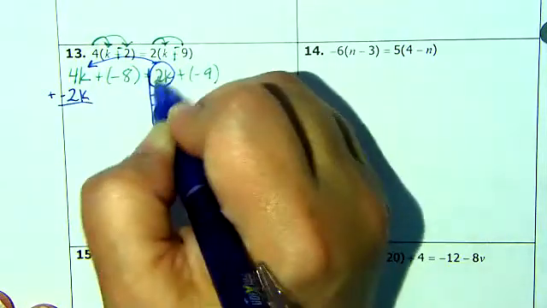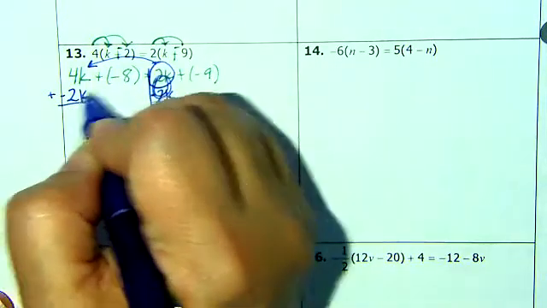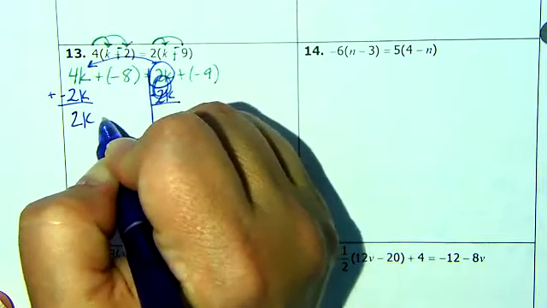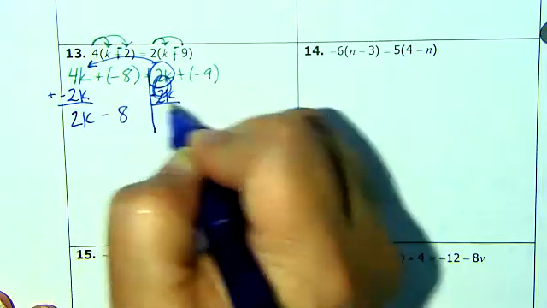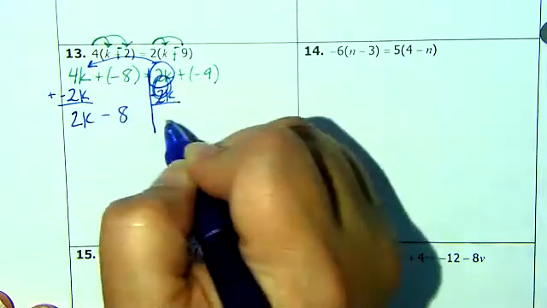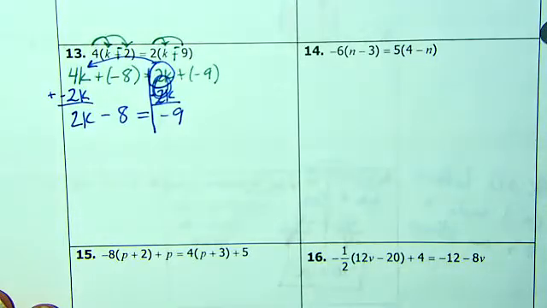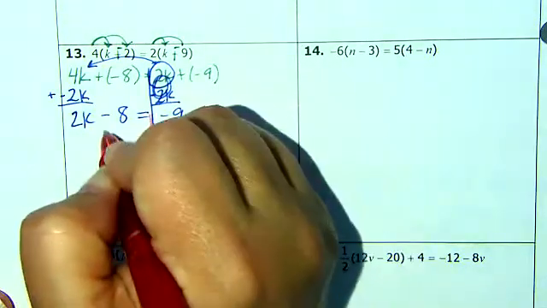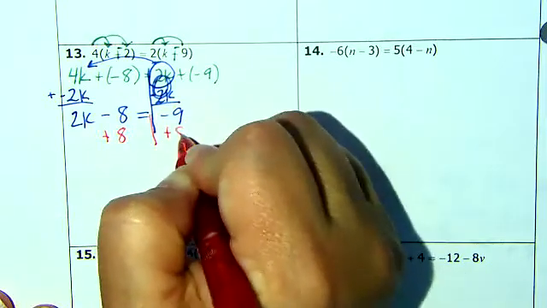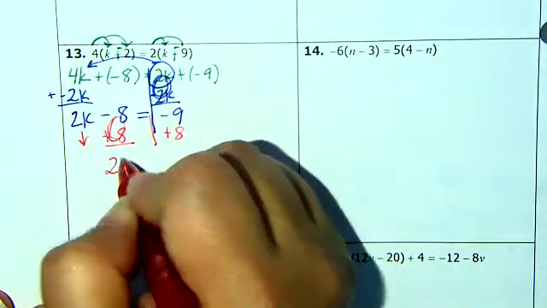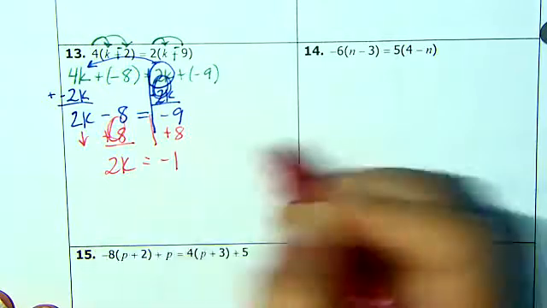And when I do that, this equals 0. 4k plus negative 2k, or 4k minus 2k gives me 2k. And remember, I could write this as minus 8 plus a negative is the same as minus that number equals negative 9. Continuing to solve, I'm going to add 8 to both sides. Zero this out, bring down the 2k, and I have 2k equals negative 1.